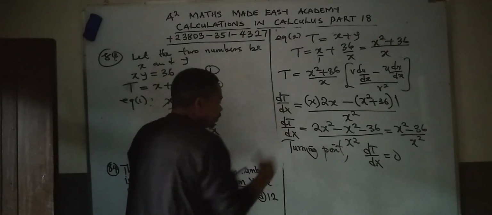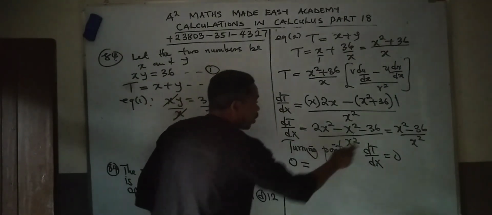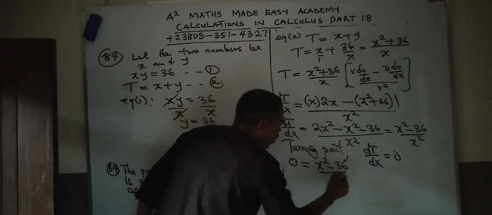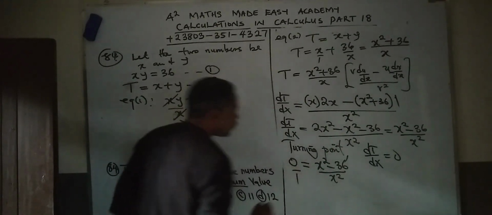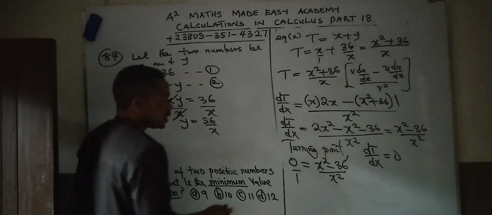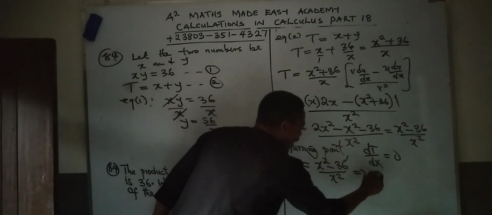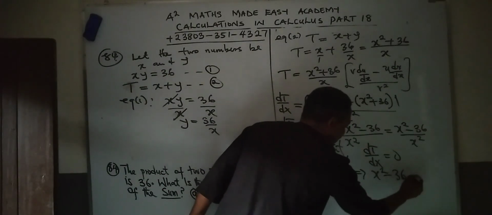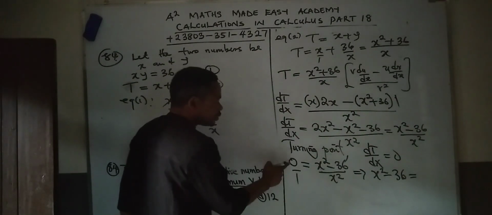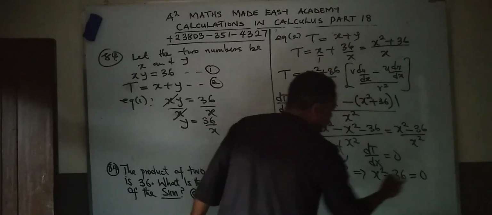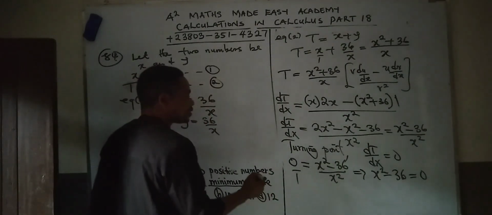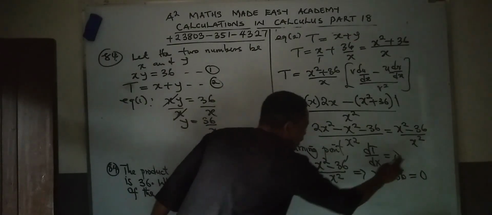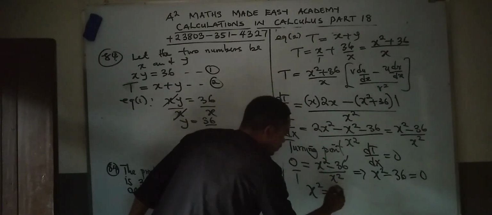So the whole of this will turn to 0. Then equal to x squared minus 36 all over x squared. Call this over 1 and cross multiply. 1 times x squared is x squared, 1 times minus 36 is minus 36, then equal to 0 times x squared, which gives 0. Now make x squared the subject of the formula. When 36 moves to the right, minus 36 becomes 36.